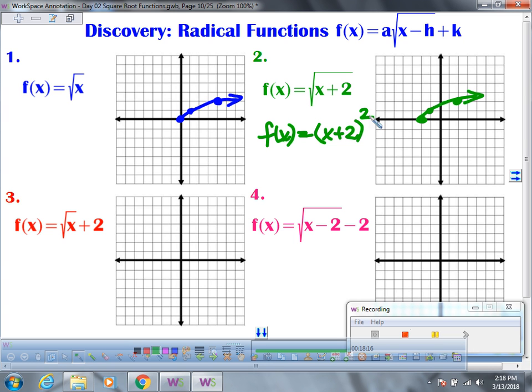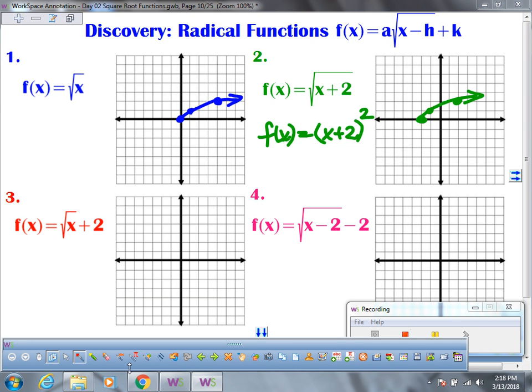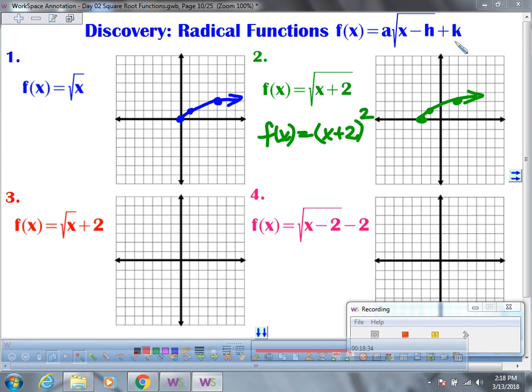What about this one? If the positive 2 is on the outside, I would associate that with k, which is my shift up or down. Whenever it's with the x, it's always the opposite, right? Because you set it equal to 0. This one's going to be up 2. So instead of being 0, 0, we're going to start up 2. Then my magic numbers are over 1, up 1, over 4, up 2. 1, 2, 3, 4, up 2.